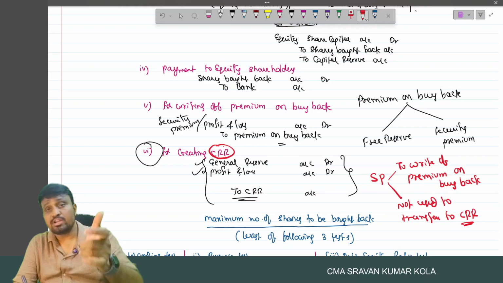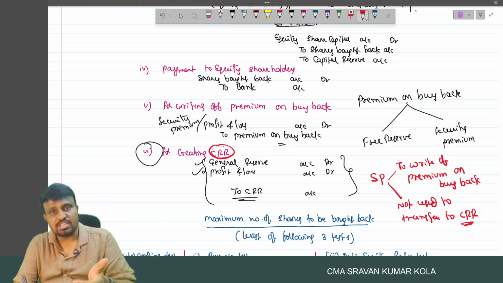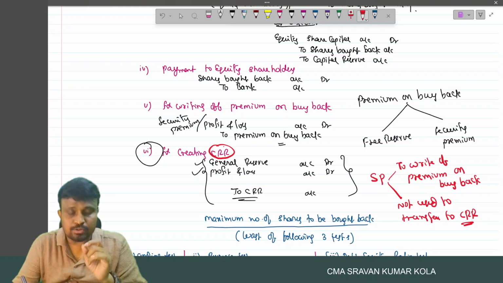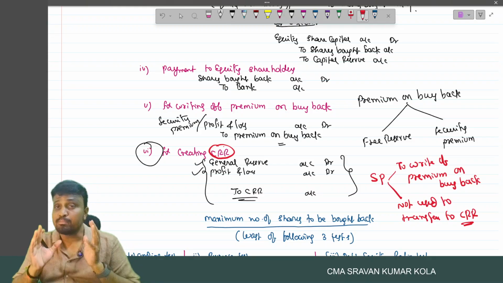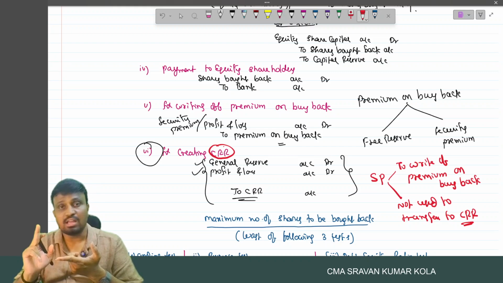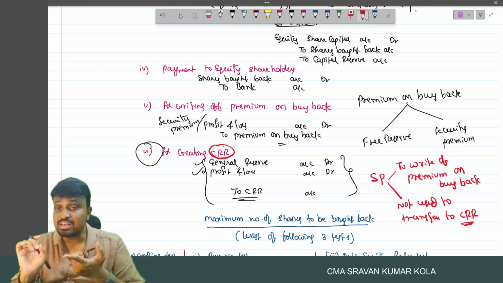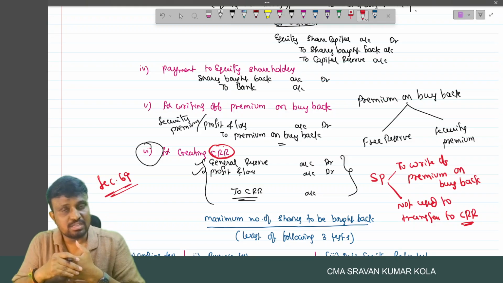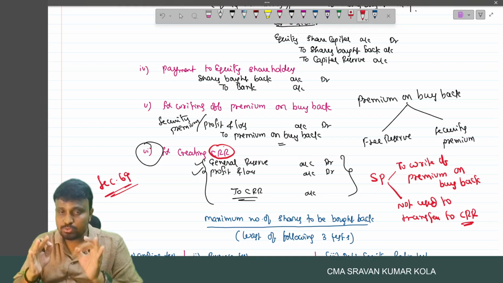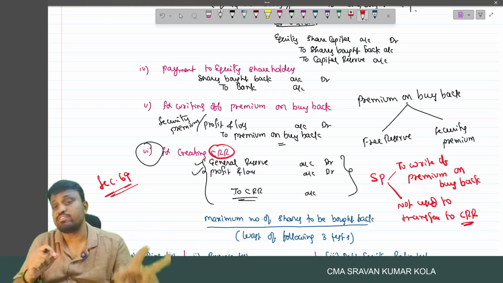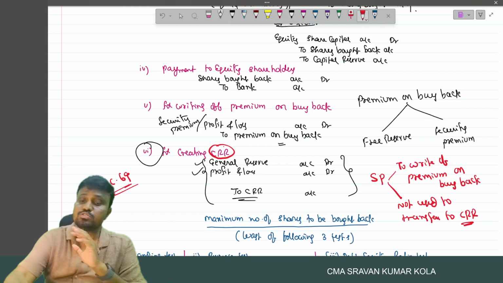And sir, you already told throughout the Section 68 of Companies Act 2013, security premium is treated as a part of free reserve, correct? Yes, already I told you, security premium is treated as a part of the free reserve for the purpose of Section 68. But CRR is created as per Section 69 of Companies Act 2013. Only free reserves are used to transfer to CRR. What are the free reserves? General reserve and profit and loss account. Security premium cannot be used to transfer to CRR.